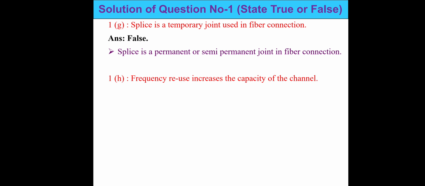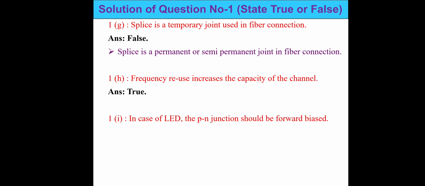Frequency reuse increases the capacity of the channel. So this statement is true because within the same frequency, same bandwidth, the same number of channels can be allocated in different locations. So frequency reuse increases the capacity of the channel. So this statement is true.